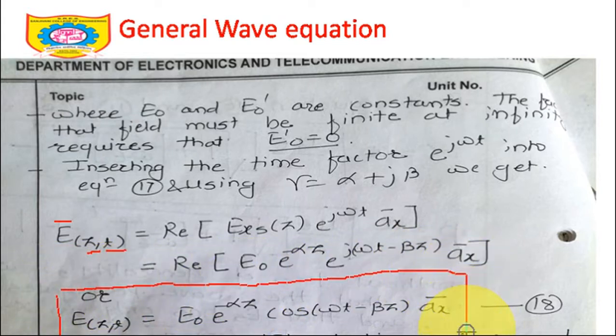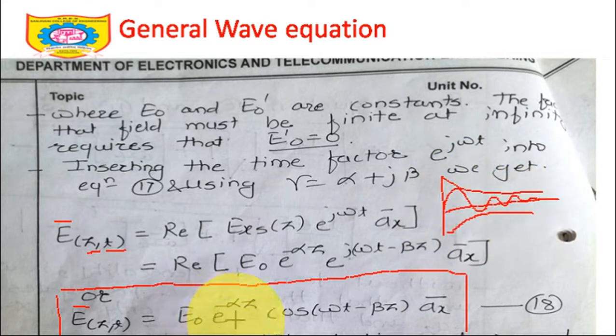Now let's talk about this wave equation in detail. What it means to say, the E bar field is a function of space and time, perfectly okay. E0 is the initial amplitude of the wave. If I want to draw the wave, I will draw it here, something like this, whose amplitude is decaying. So E0 e raised to minus alpha z cos of omega t minus beta z indicates that waves are sinusoidal in nature. This is the first thing, waves are sinusoidal in nature, perfectly okay.